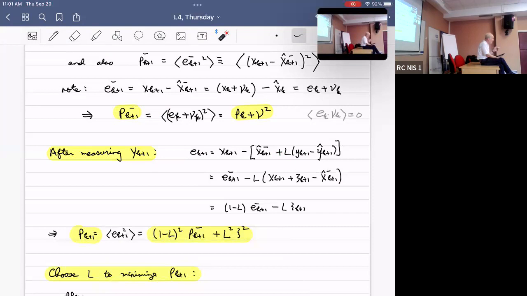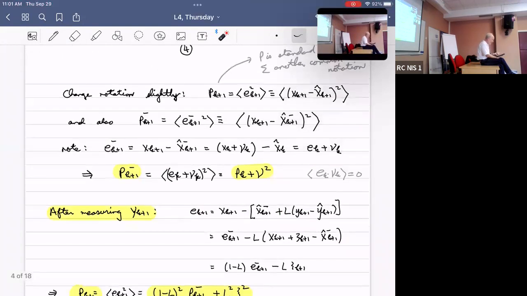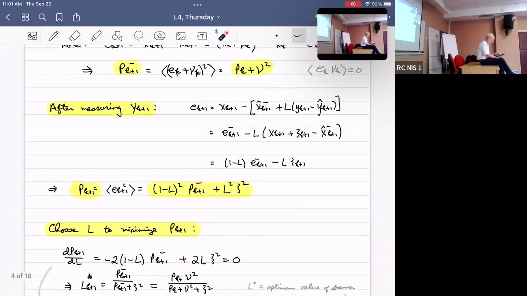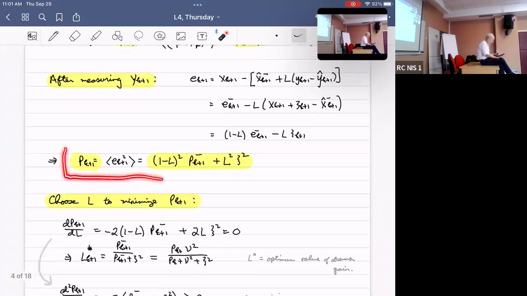So we have an expression for... okay, so we got down to here. And so this is an expression for the variance of our estimate at time k plus one in terms of the prediction and the properties of the noise and the observer gain.